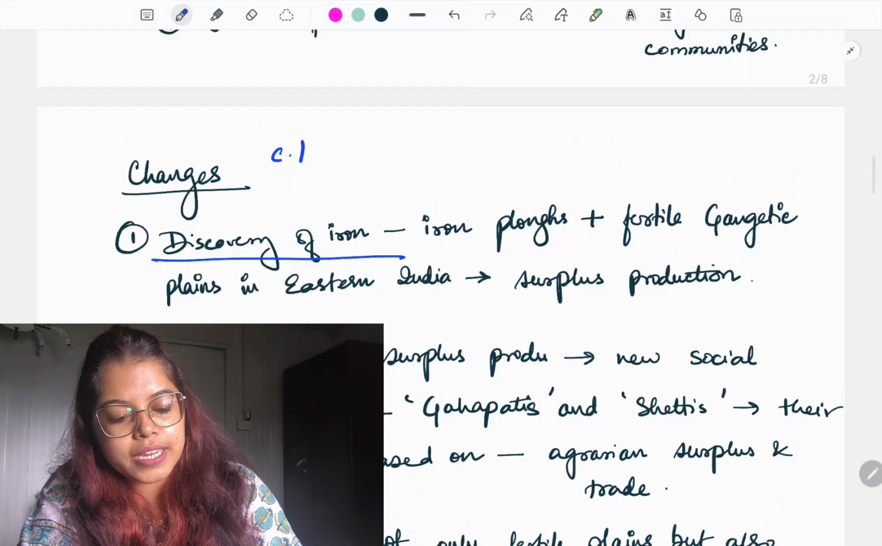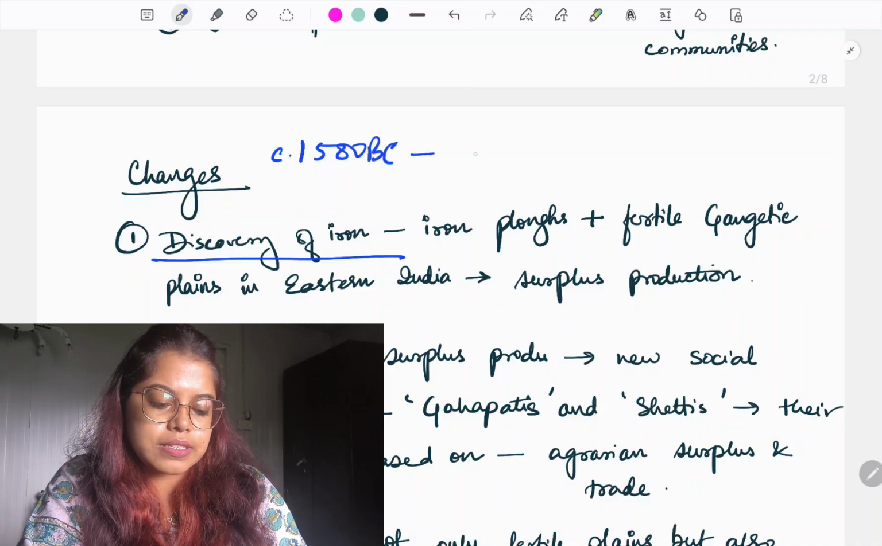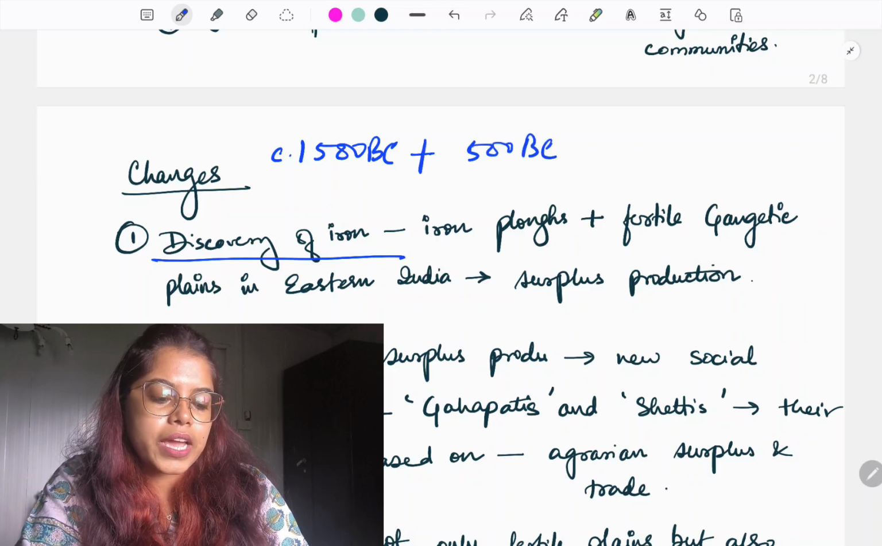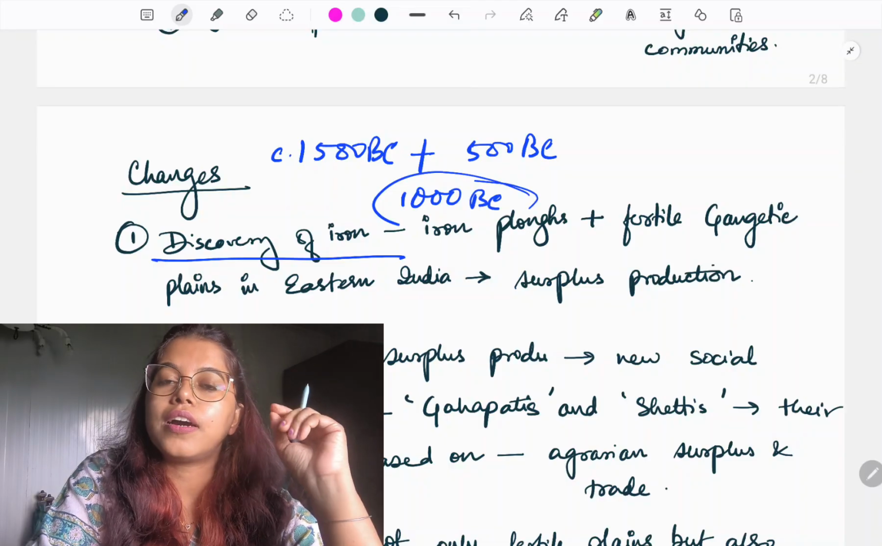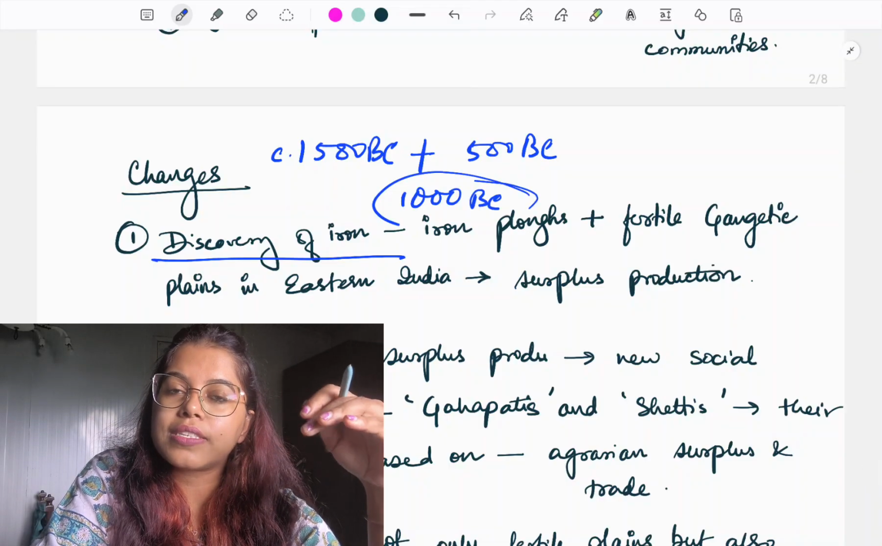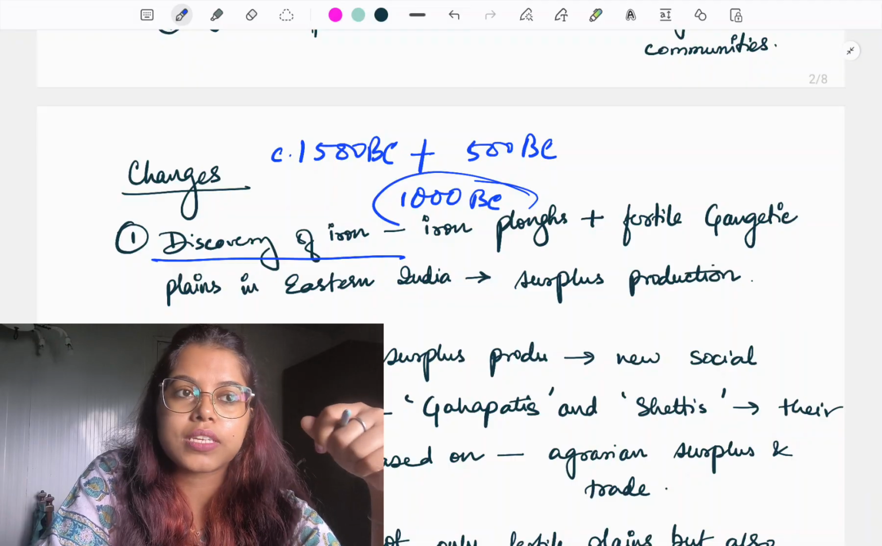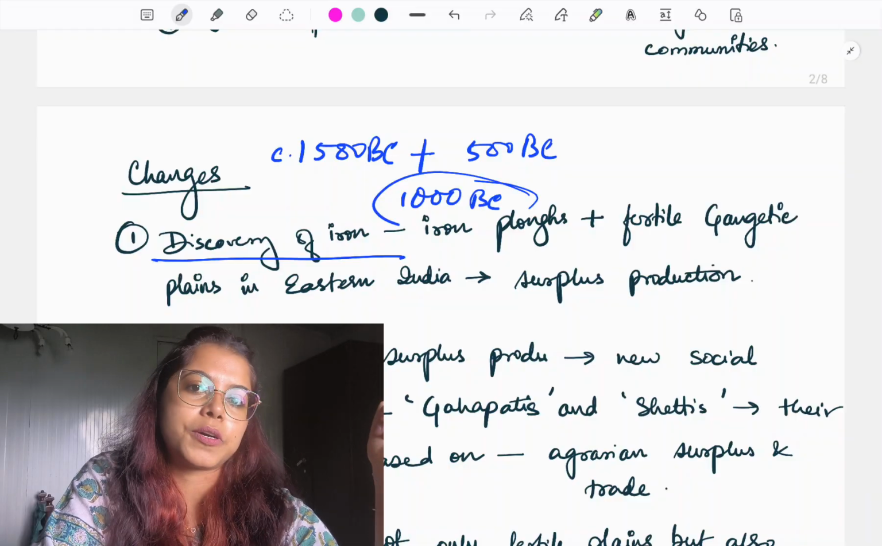Vedic period का time period क्या है? Circa, that is approximately 1500 BC से लेकर के 500 BC तक. और यहाँ पे approximately around 1000 BC में there was discovery of iron. ठीक, तो ये जो discovery of iron हो रहा है 1000 BC में, इससे क्या हो रहा है कि आयरन प्लाउज आ रहा है. प्लाउज as in हल. ठीक है, iron ploughs आ रहा है और अब deep ploughing is possible.